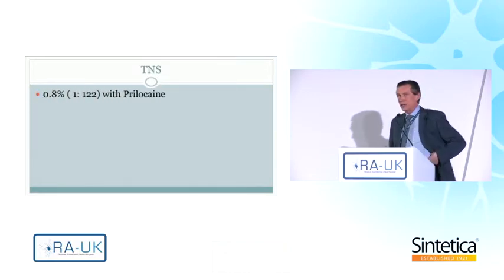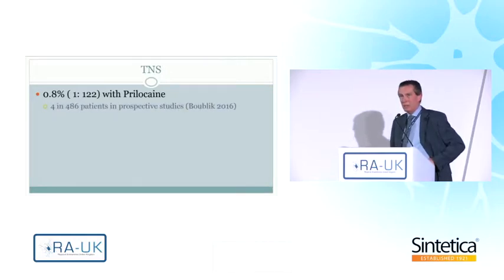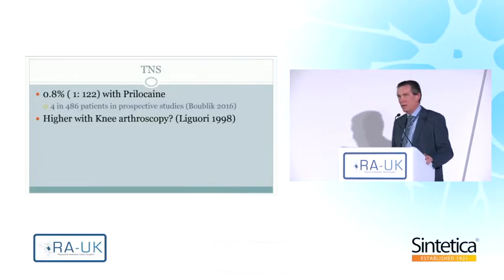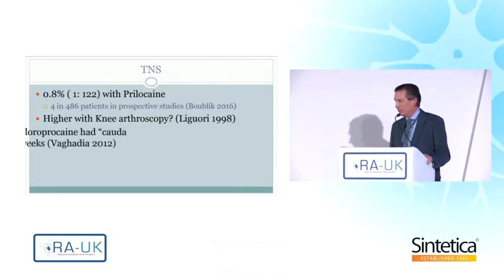Then there's TNS. TNS is rare, but with prilocaine, it's actually 0.8%. That's 1 in 122, 4 in 486 patients in a prospective study, in a review of prospective studies. And we also know that it's actually higher in knee arthroscopy specifically.